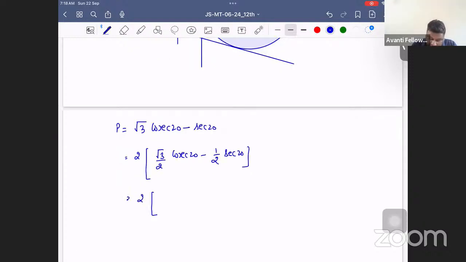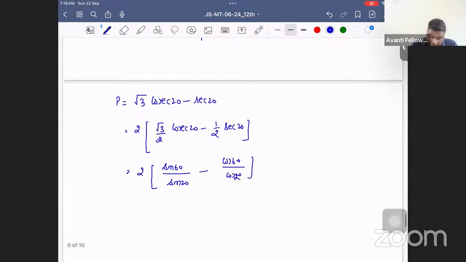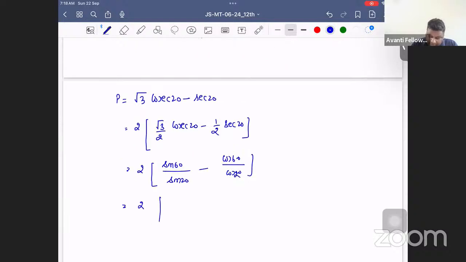Now, root 3 by 2 can be written as sine 60 upon sine 20, and half is cos 60 upon cos 20. Got it? So it is 2 times. If I take LCM here, sine 20 cos 20, it will become sine 60 cos 20 minus cos 60 sine 20.